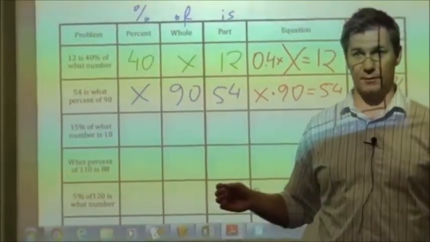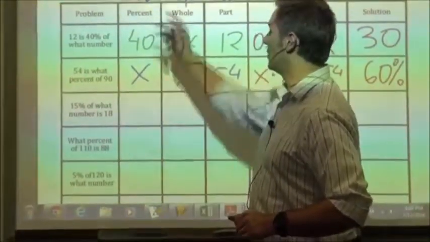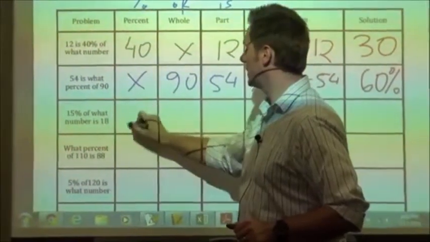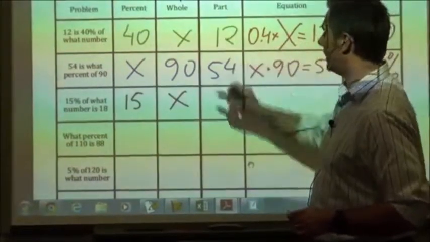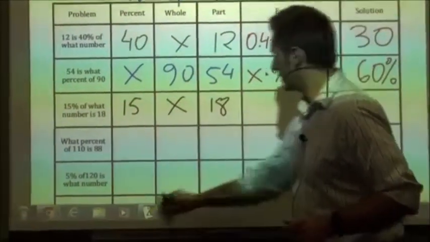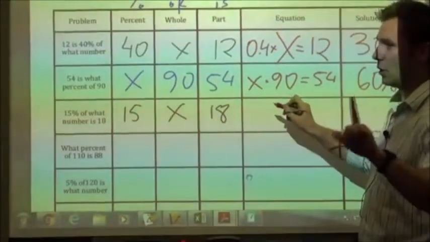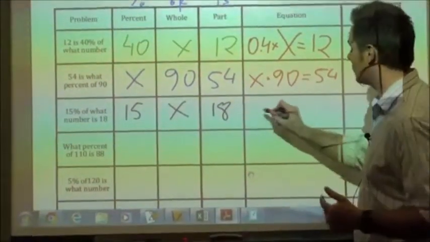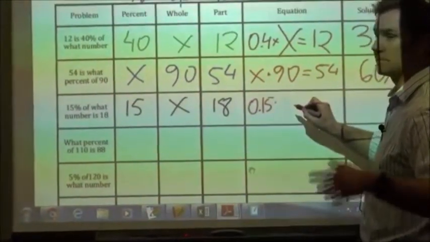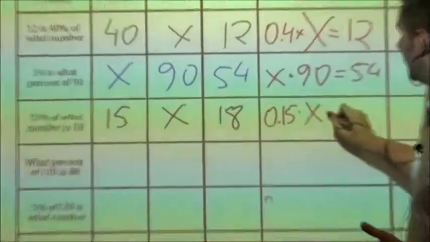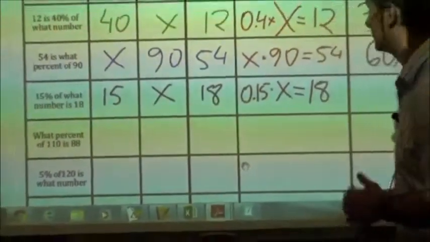Are you ready to do the next one? Are you ready? Okay, go. 15% of what number is 18? What's my percent? 15. What's my whole? X. What's my part? 18. Let's put this all together. What's the first thing? 15. No, we need to change it to 0.15 times what? X. Times x equals 18. Excellent. Please solve it for me.